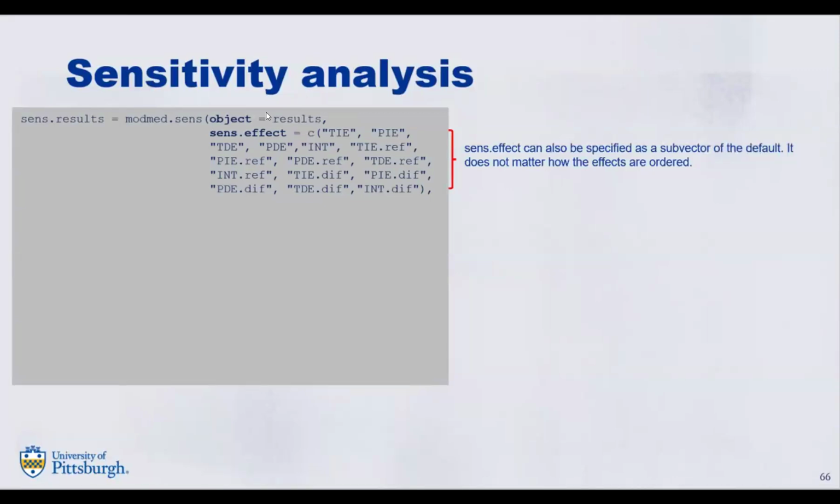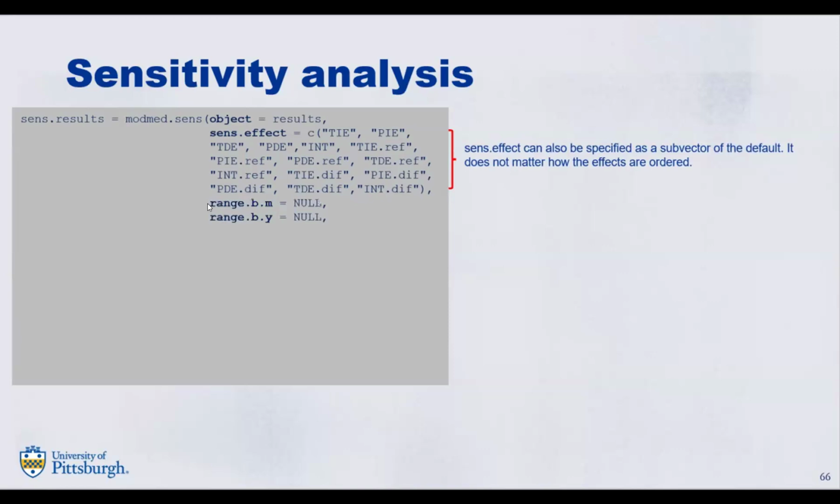is a vector of the effects for which you want to assess the sensitivity. It can be specified as this full vector, including all of the effects: the population average effects, the conditional effects of the reference group, and the difference in the effects between the comparison group and the reference group. Or it can be specified as a subvector of the default. This is the default, and it can be a subvector. It does not matter how the effects are ordered.